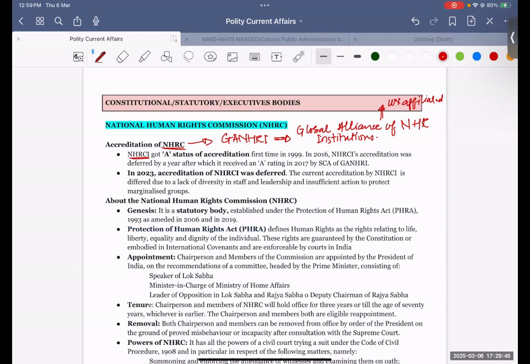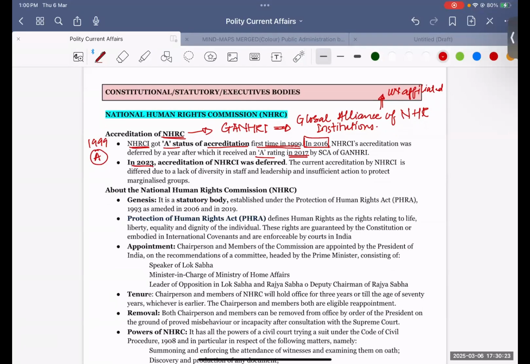So the NHRC of India got A accreditation first in 1999. In 2016 this accreditation was deferred by a year. Matlab, it was not given. One year it was skipped, after which it received an A rating in 2017 again. So basically from 1999 there was just one difference: 1 year it was skipped, which was 2016, and again in 2017 it was given A. However, in 2023, the accreditation of NHRC India was deferred. And so with 2023 plus 2024, these 2 years, it has been deferred for 2 consecutive years.